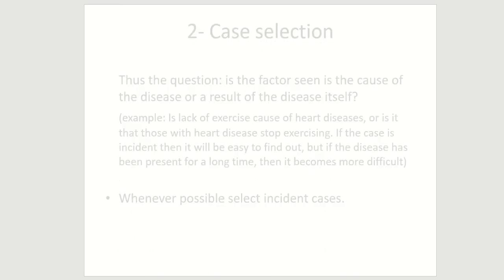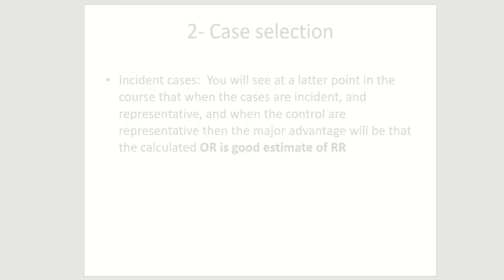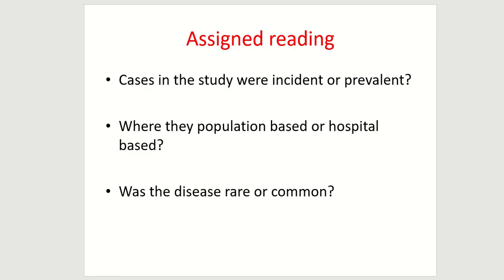So again, I have more details that I'm not going to go over. Let's go directly to the article. So were the cases in the study incident or prevalent? This is question number one. Were they population-based or hospital-based? Question number two. And was the disease rare or common?